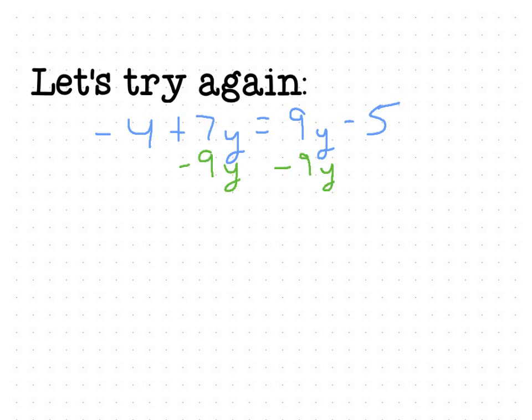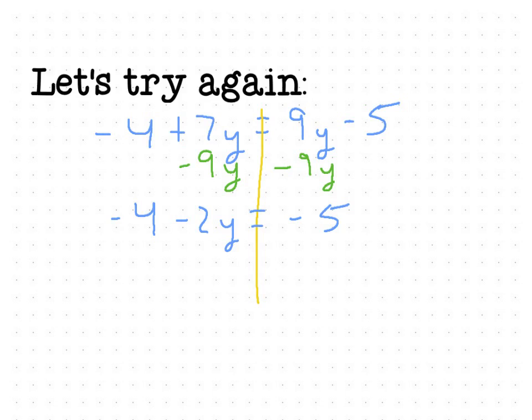Let's try one more of those. Negative 4 plus 7y is equal to 9y minus 5. Again, I prefer my variable terms on the left, but that's totally up to you. So I'm going to move my 9y over as a minus 9y. I'm also going to go ahead and draw that wall, because that's helpful sometimes. So now negative 4 minus 2y equals negative 5.